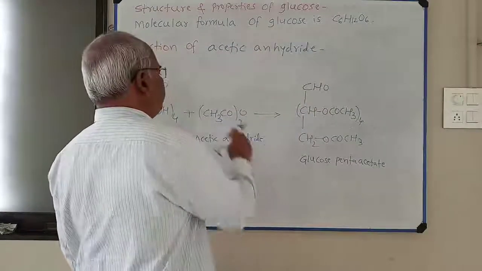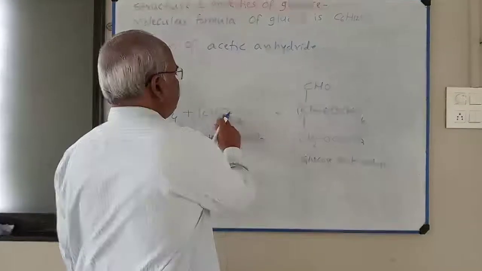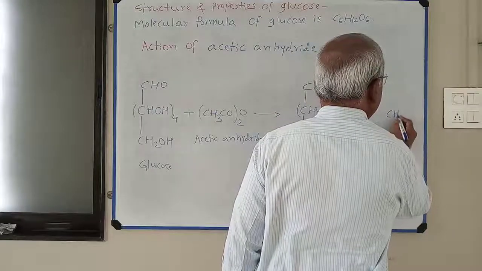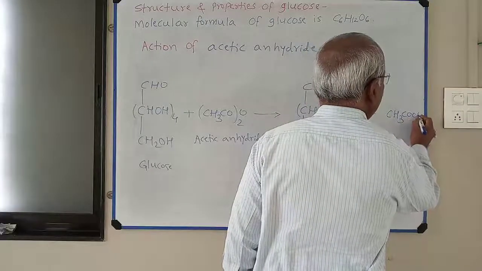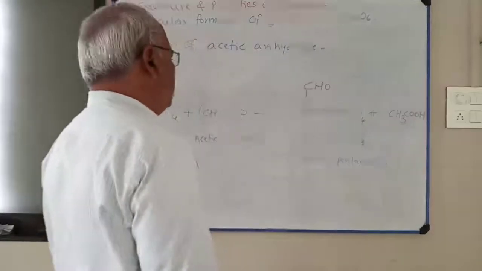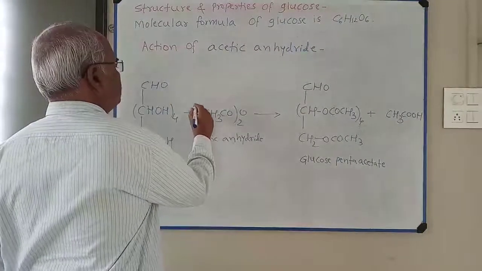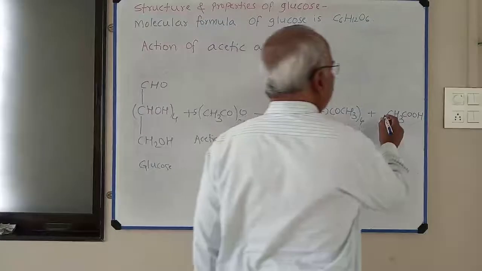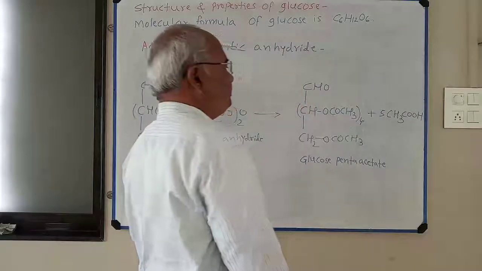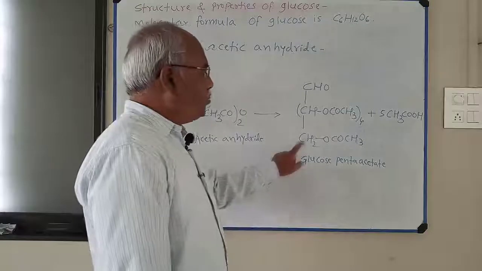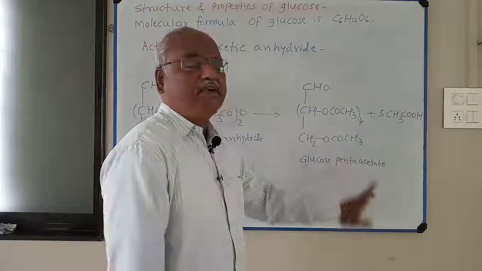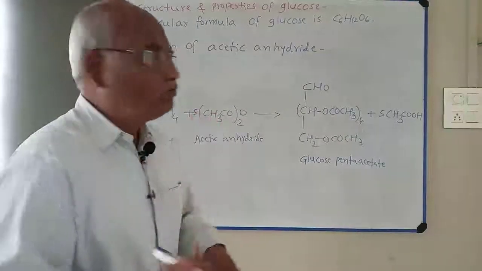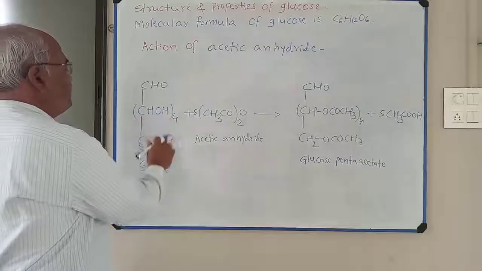The side product is CH3COOH, acetic acid. So here 5 molecules of acetic anhydride are required and 5 molecules of acetic acid are produced. The formation of glucose pentaacetate confirms that in glucose 5 OH groups are present.